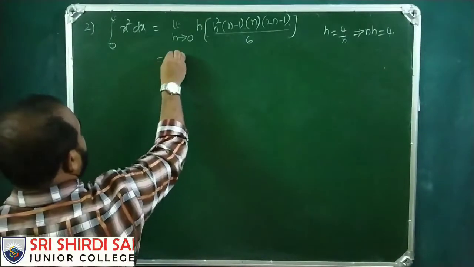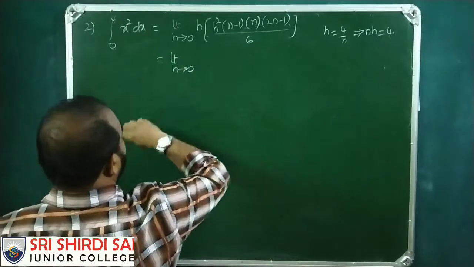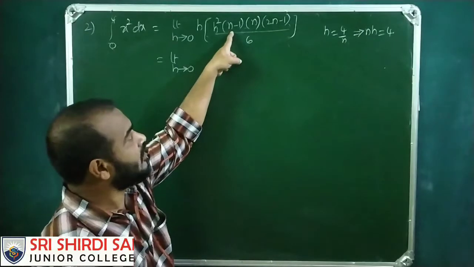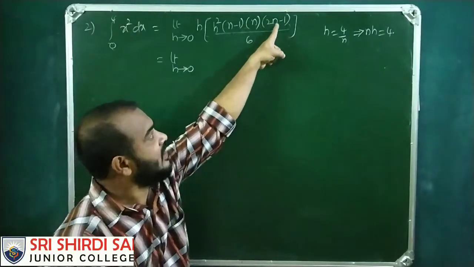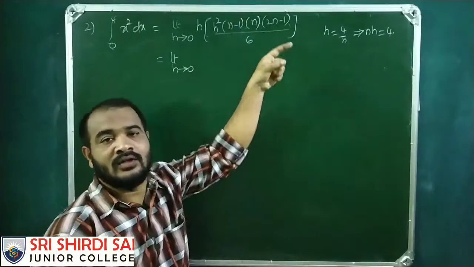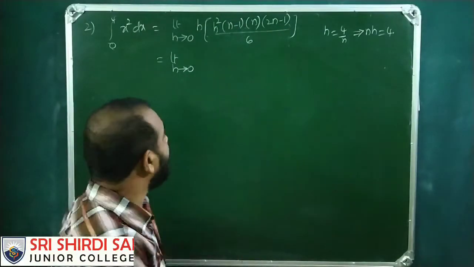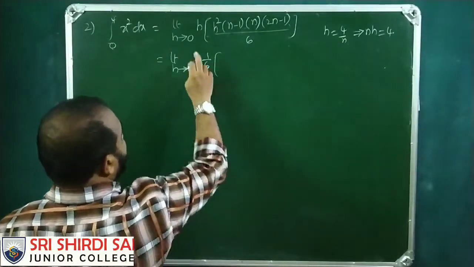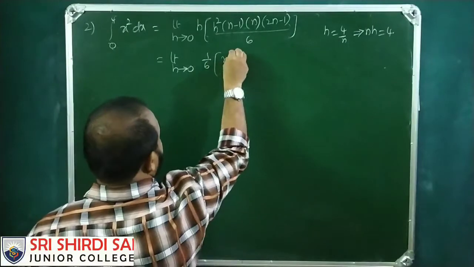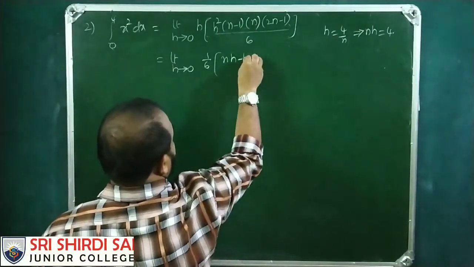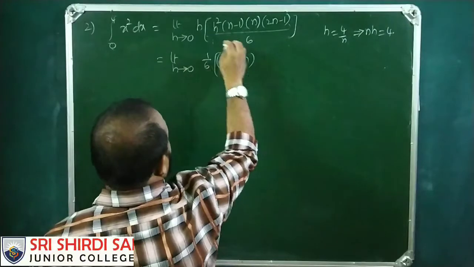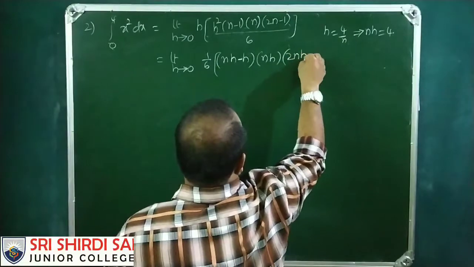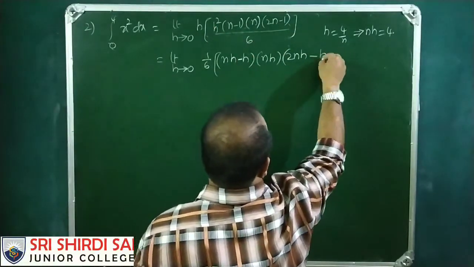This is the limit as h tends to 0 of h into h square, h cube. So we will do one thing: one h we will give to each factor, so h will be shared among these three. So this is 1 by 6 aside, then (nh minus h) into nh into (2nh minus h).